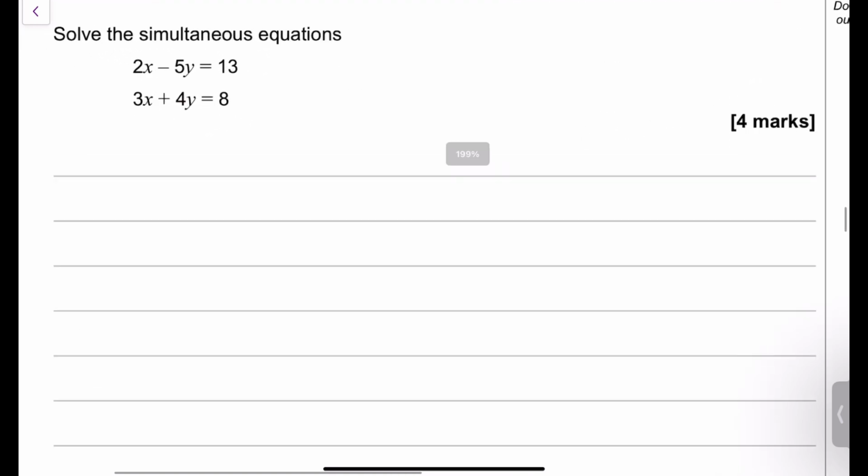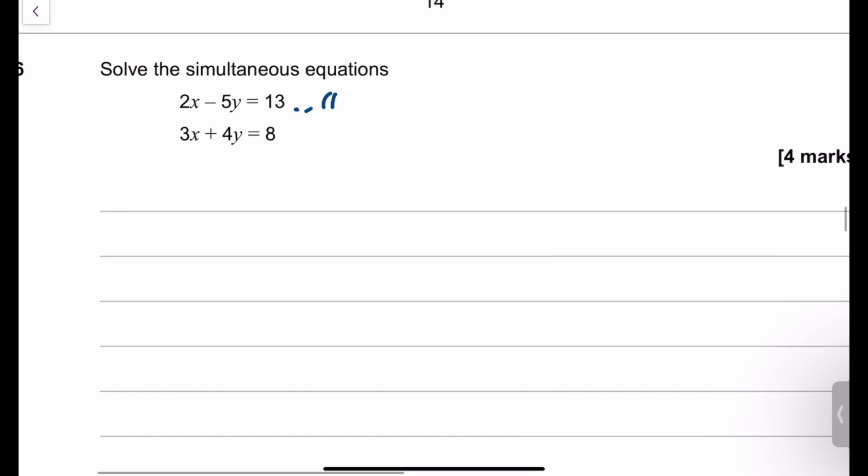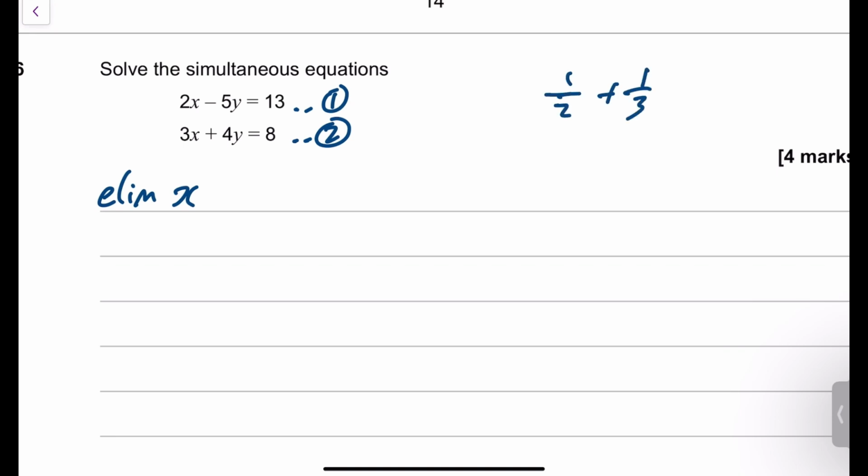Okay, lovely. Solve the simultaneous equations. What I would do first of all is I go dot dot dot, and this really is a way of explaining your working out to yourself more than to the examiner. Right, what we're going to do is we're going to pick some to eliminate. I'm going to eliminate my x here. Now, if you imagine I was adding halves and thirds, I would find a common denominator of 6.